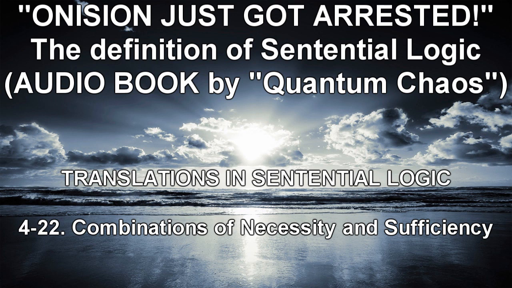C5: A is both necessary and sufficient for B. C6: A is necessary, but not sufficient, for B. C7: A is sufficient, but not necessary, for B. C8: A is neither necessary nor sufficient for B. We have already dealt with C1, C4. We now turn to C5, C8.